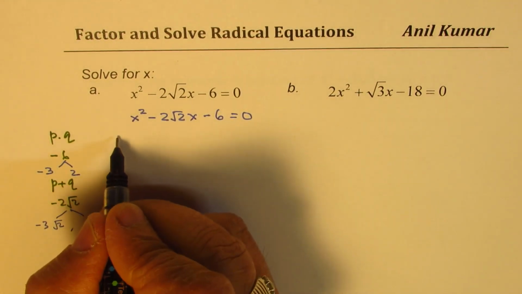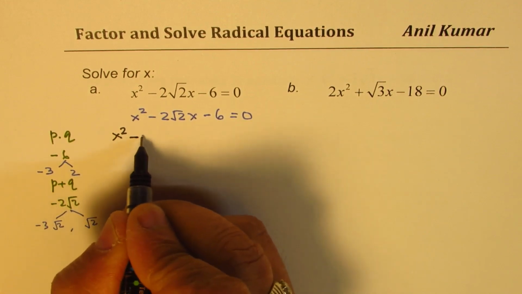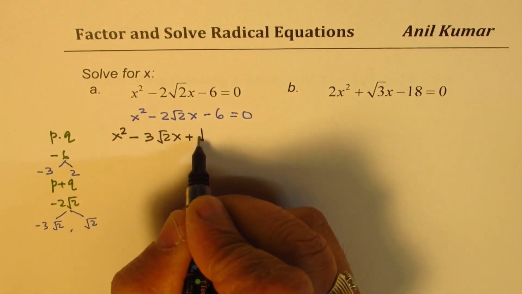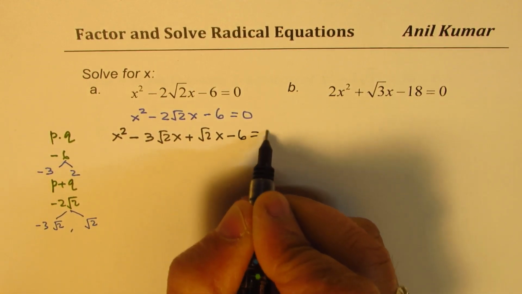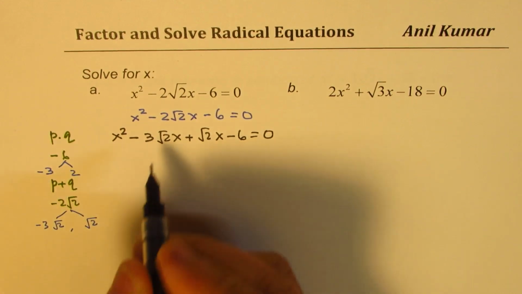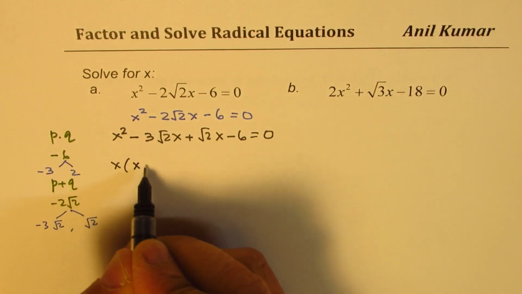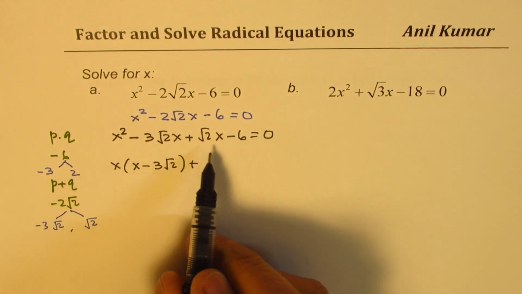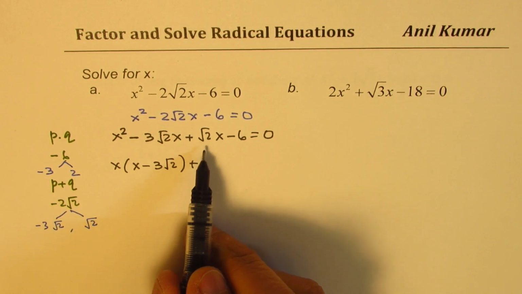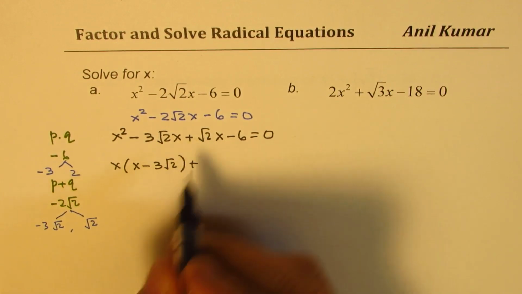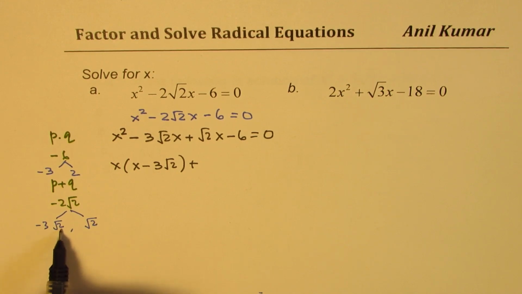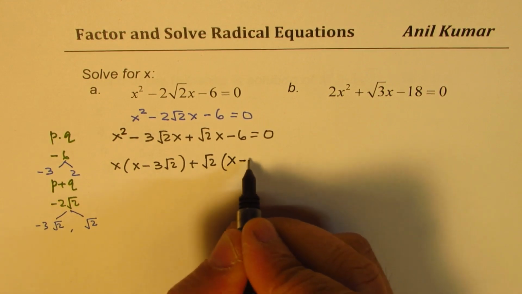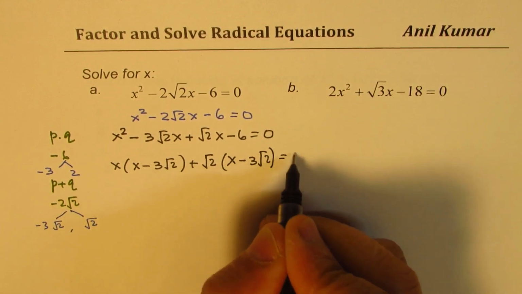So I could now write this as x squared minus 3 square root 2x plus square root 2x minus 6 equals 0. Now in the first two terms, x is common. So we get x minus 3 square root 2. In the next two terms, we could always take square root 2 common, right? So we'll take square root 2 common, since we know square root 2 times minus 3 square root 2 is minus 6. So we'll get square root 2 common and we'll again get x minus 3 square root 2.